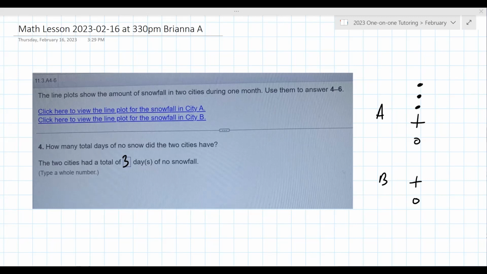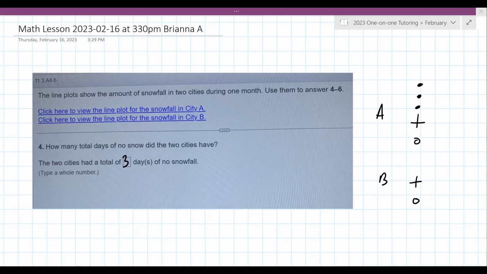Looks like those are just about uploaded. Okay, what does the next part say in this problem? It says, which city had the greatest amount of total snowfall? Explain how you can tell from the line plot or doing any calculations. Choose the correct answer below.